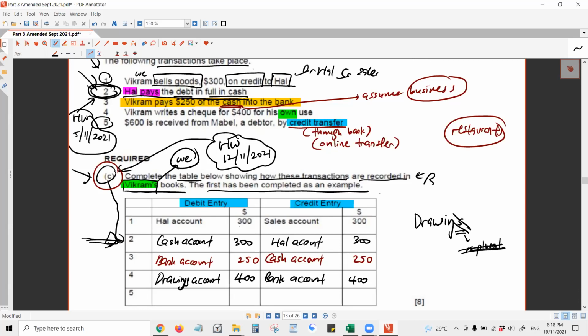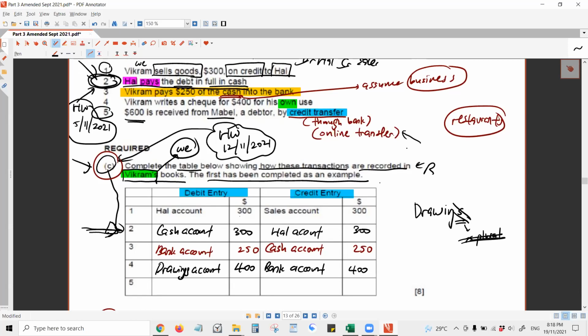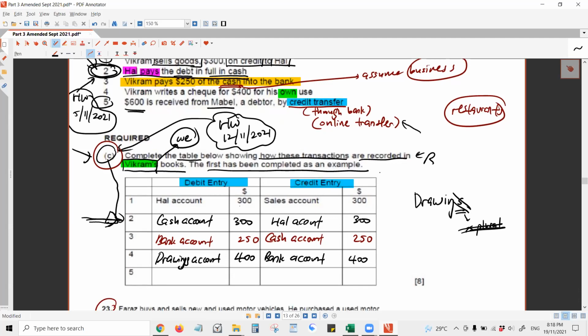They won't penalize you. Next one, number five. 600 is received from Mabel. Before we dismiss, I told you that credit transfer means from one bank to another bank. It means through bank, or you call it online transfer. You receive money from Mabel. Mabel is a customer who owes us money, a debtor. So we receive money from Mabel through bank, debit bank account. Our bank account will have more money. Then you credit Mabel's account. Mabel will owe us less after the payment, by the same amount.